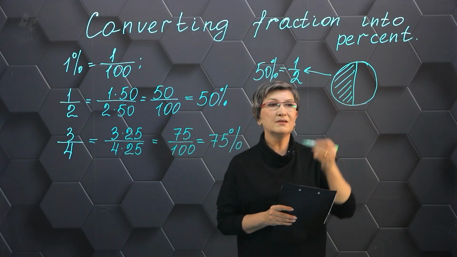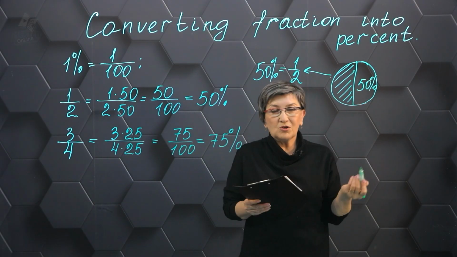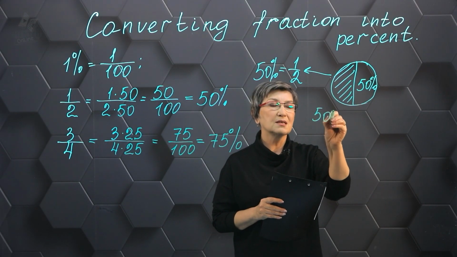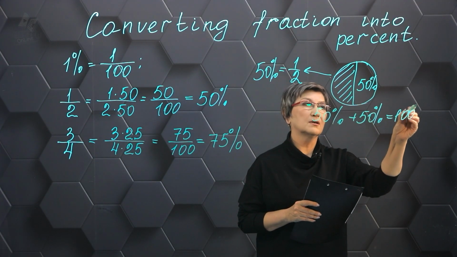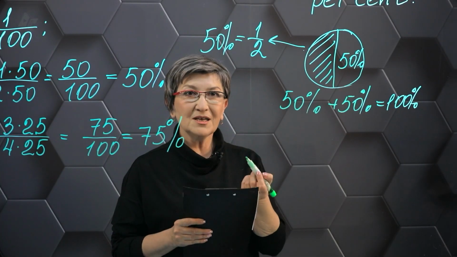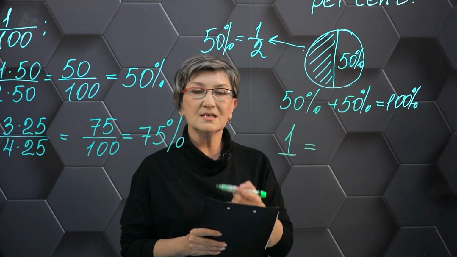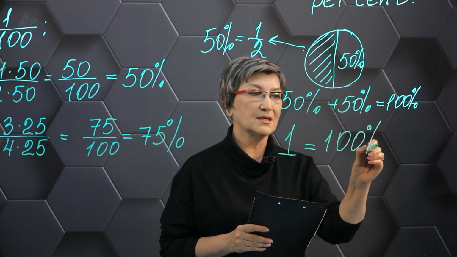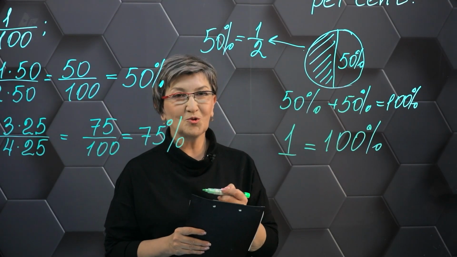But if 1/2 is 50%, then the second half is also 50%. The result is that a whole pizza is 100%. 50% plus 50% would be 100%. That is, a whole pizza is 100%. So we can conclude that a unit, which is one whole part, is 100%. And based on this rule, we can always convert an ordinary fraction into a percent.